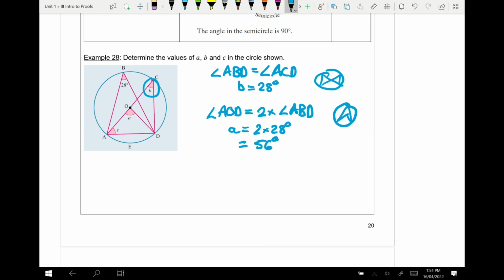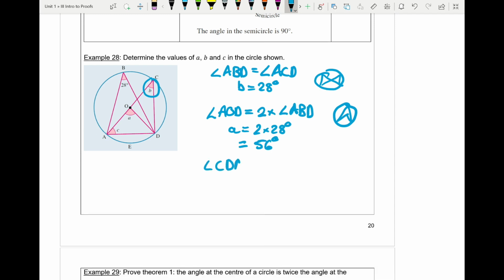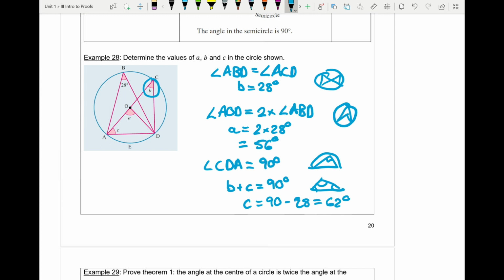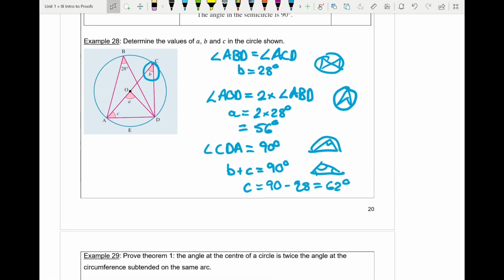So first of all, we know that angle CDA is equal to 90 degrees because it is in a semicircle. Therefore, we know that B plus C is equal to 90 degrees because angles in a triangle have to add up to 180 degrees. So we can solve for C to be 90 take 28, which is equal to 62 degrees.